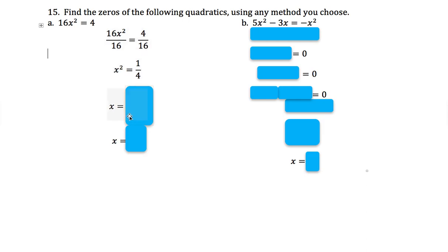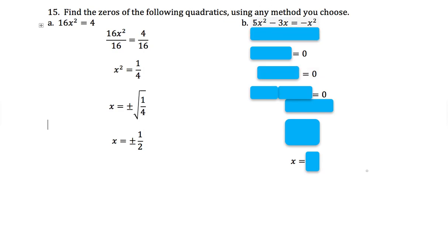We do want to square root that. Again, hopefully you guys all remember that the answer is both positive or negative. And then we'll have positive or negative the square root of 1 over 4. Well, the square root of 1 is just 1, and the square root of 4 is 2. So our answer for this one is x is equal to positive or negative 1/2.